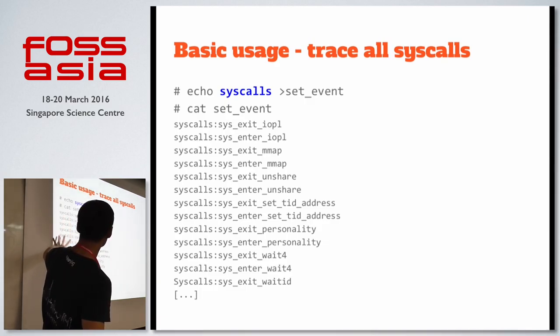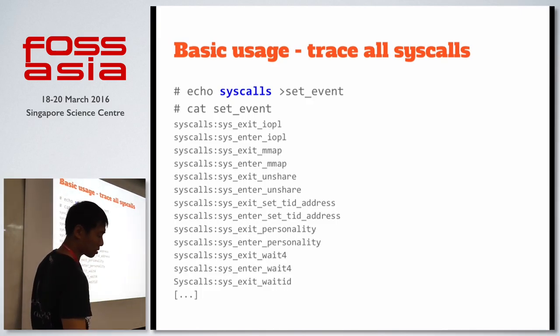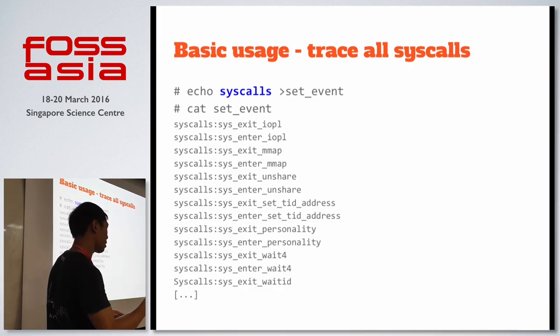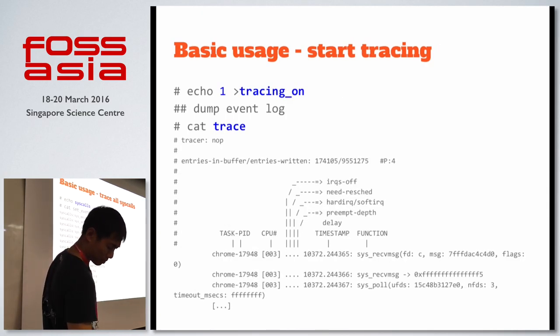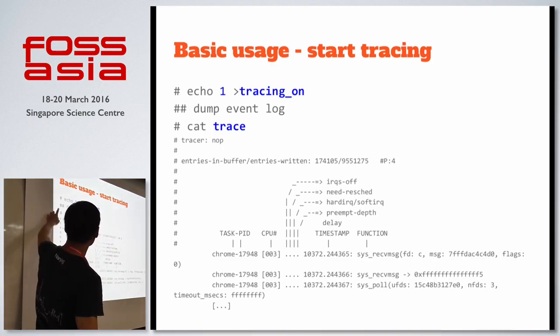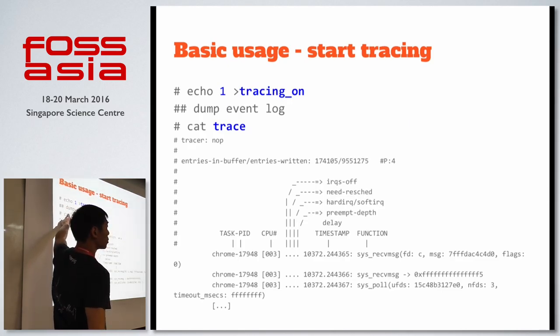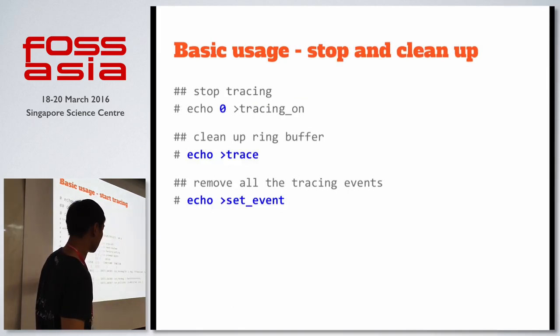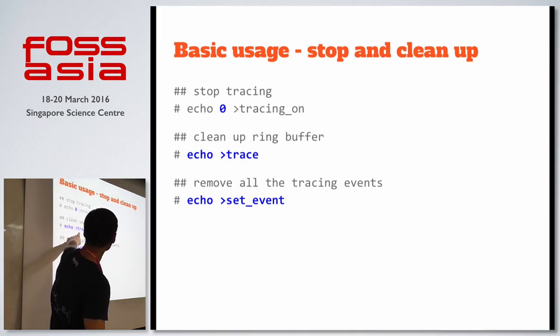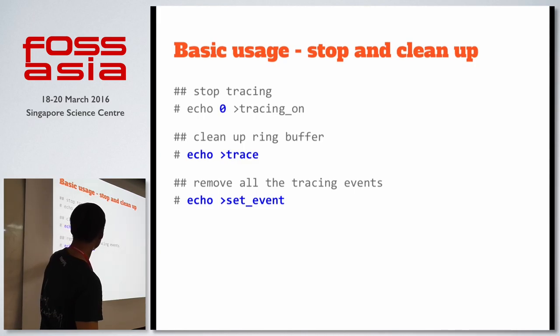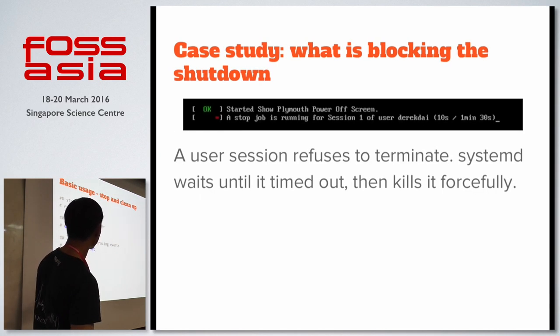This kind of tracing is just like strace, but more efficient. But since ftrace won't resolve the parameter types for you, for example, if a parameter is a string, it just prints the address for you, not the string content. So we enable the tracing and cat the trace file. You can find all the trace log in it. And echo 0 to turn it off. And echo nothing to trace to clean the ring buffer. And echo nothing to set_event to remove all the tracing events.